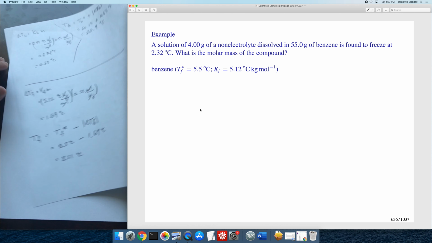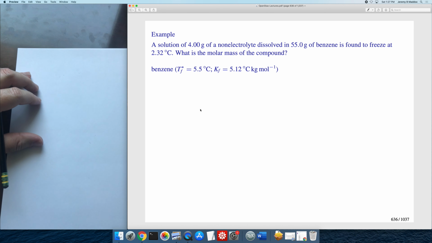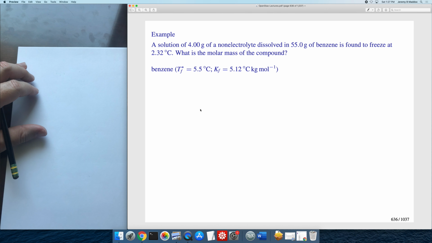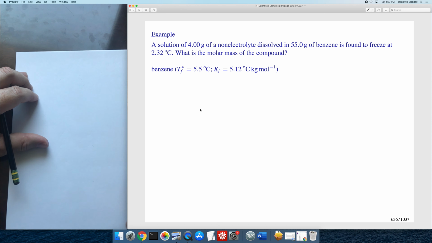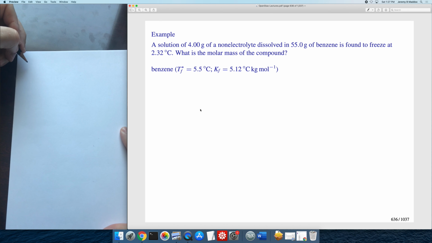All right, I'm going to go ahead and work this one because it's a different type of problem, and it illustrates another application of freezing point depression. So here we have a solution that contains 4 grams of a non-electrolyte that is dissolved in a known amount of benzene, and it's found to freeze at 2.32 degrees Celsius. And then we're being asked to calculate what is the molar mass of the compound.